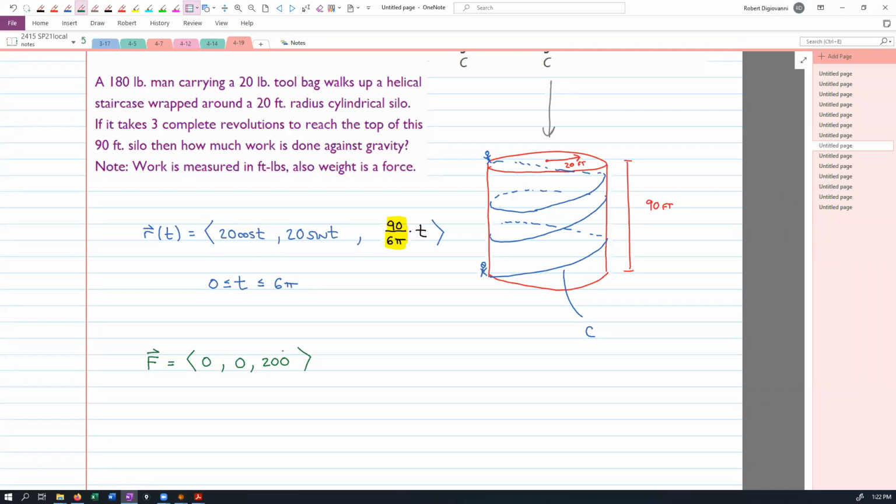Wait, straight up, wouldn't it be straight down? Well, it depends on how we want to look at the problem. Do we want to say what is the work that the man is doing to overcome gravity, or are we going to say what work is done by the gravitational field on the man? There's two ways you can look at it.